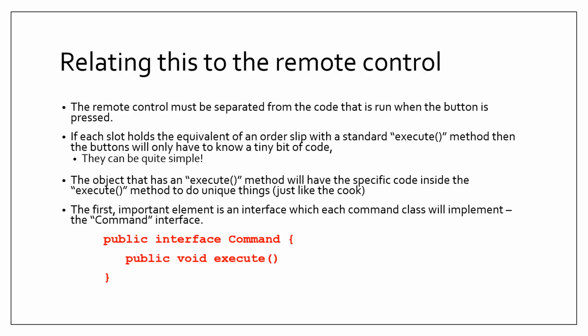And so how do we relate this to the remote control? The remote control has to be separated from the code that's unique to a specific device. When we push the button on the remote control, we don't want it to have to go through a bunch of if statements or a big switch statement to figure out which device we have in the slot. We would like it to just be able to say, execute the code that is inside that slot. And so we're going to create an object that has an interface that has an execute method, and inside the execute method we'll put the specific code.